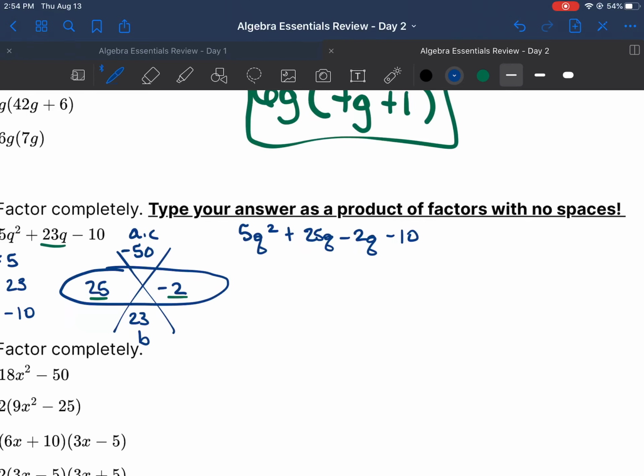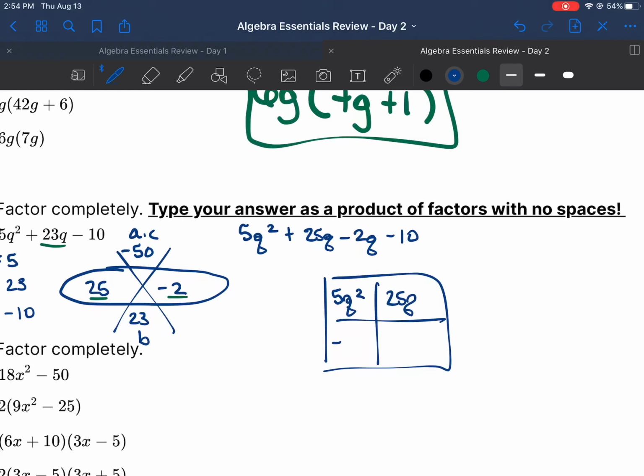And we're going to take this expression and put it into a box. This is why it's called the X box method. We have the X here where we found the 25 and the minus 2, and now we're going to take this box. And we're essentially going to do the reverse of box method multiplying. So we have 5q squared, 25q, negative 2q, and negative 10. And we want to ask ourselves what numbers could have created this box. Well, we can use GCFs.